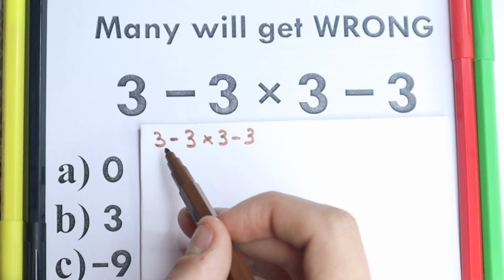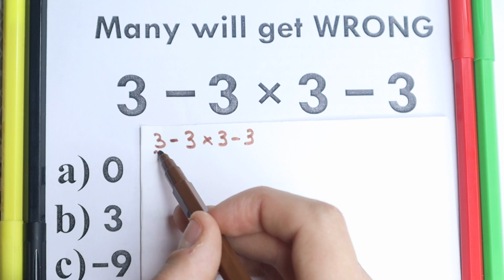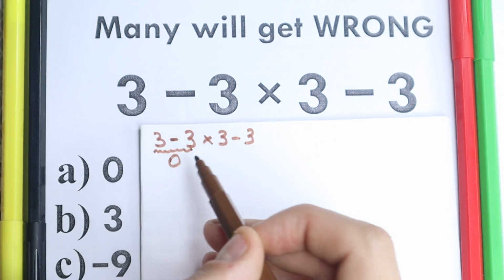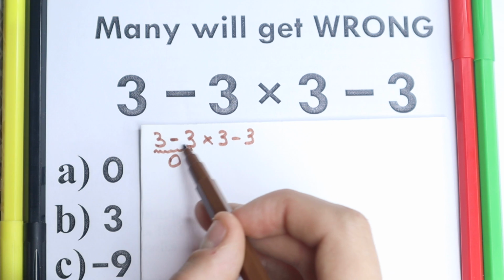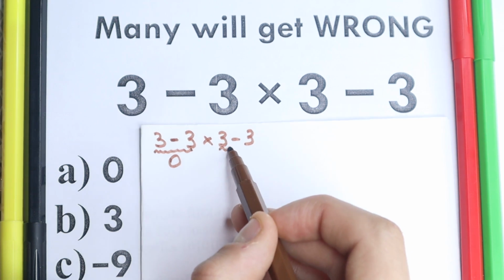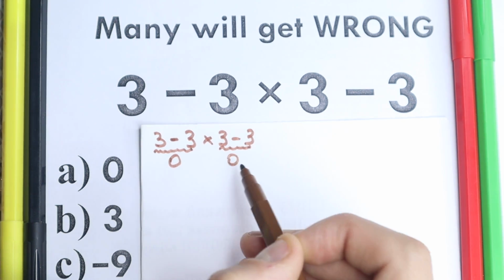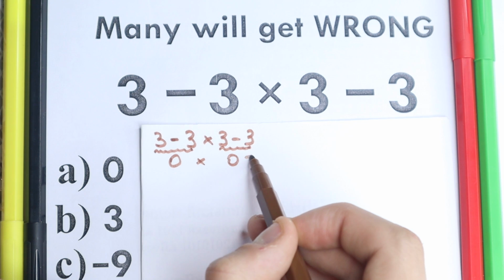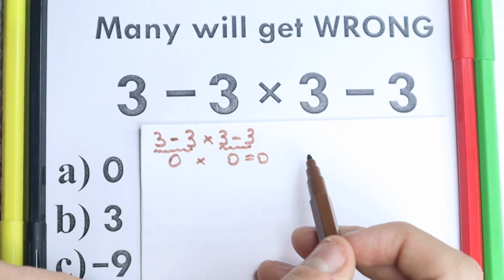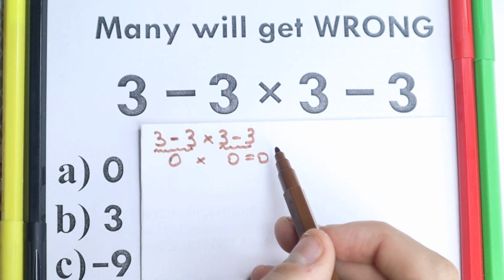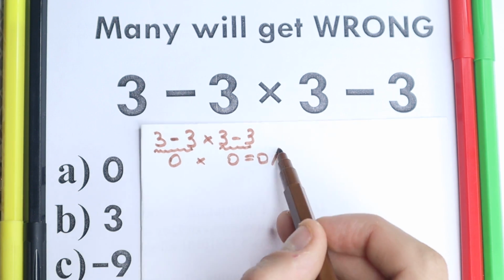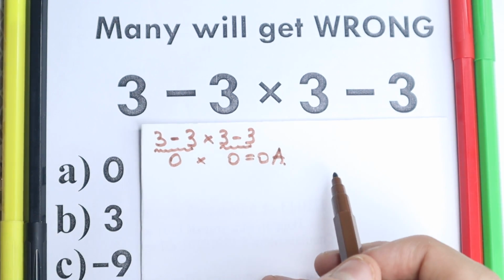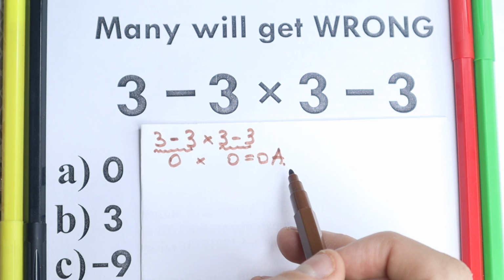We have 3 minus 3. One part of students solved it like that, 3 minus 3 equal to 0. Then they see the similar expression as right here, 3 minus 3 equal to 0. Then 0 times 0 equal to 0. And of course, most of you solve it like that. They say, okay, option A is the correct answer. And right now I don't want to tell you that this is correct or incorrect.